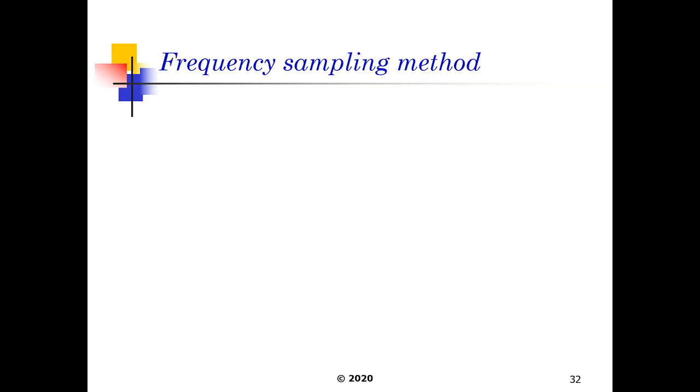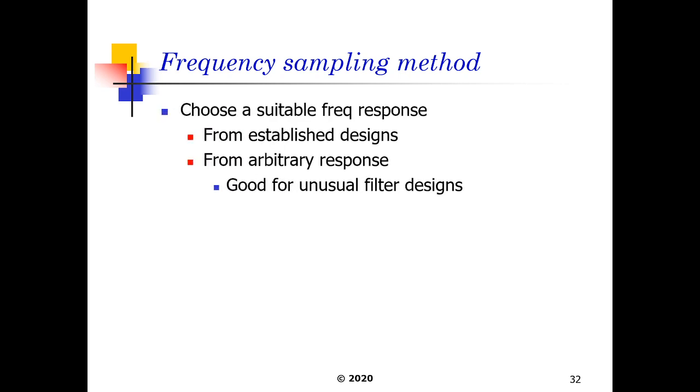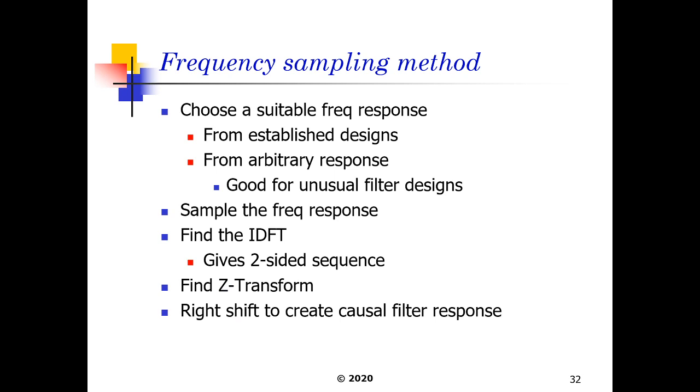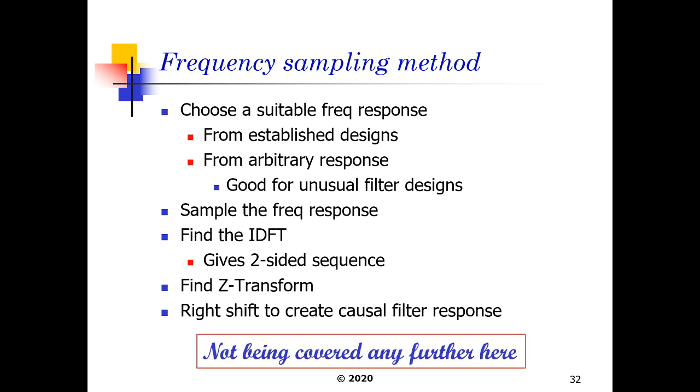The frequency sampling method, which is the other method for FIR filter design, is where we start with a suitable frequency response, and it needs to be from an established design or from an arbitrary response. And this method is really good for unusual filter designs. We then sample the frequency response, and then we find the inverse discrete Fourier transform, which will give us the two-sided sequence. We then find the Z transform, and we right shift to create the causal filter response. For this course, however, we will not be doing the frequency sampling method. We will be only focused on the time sampling method.